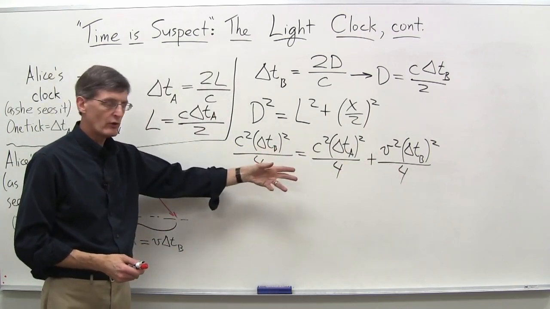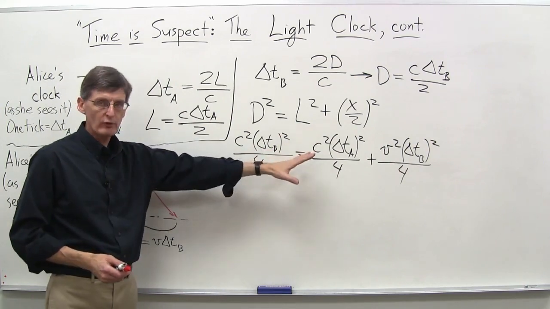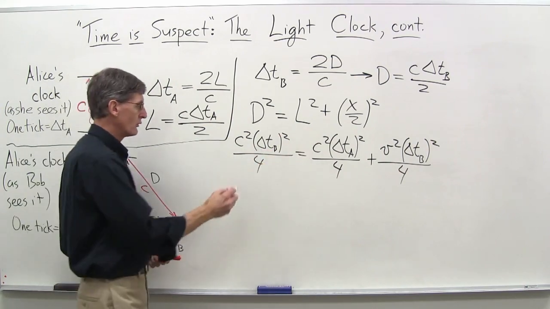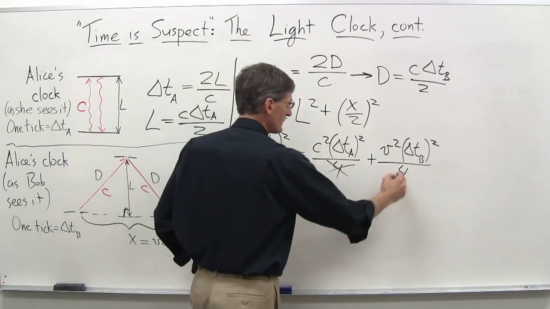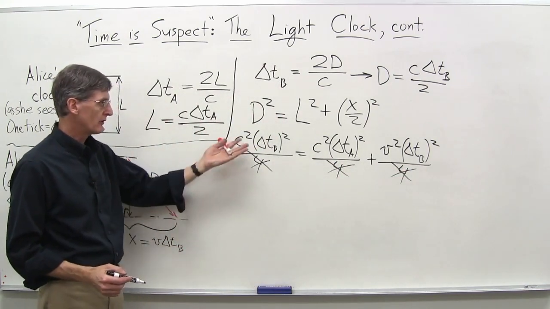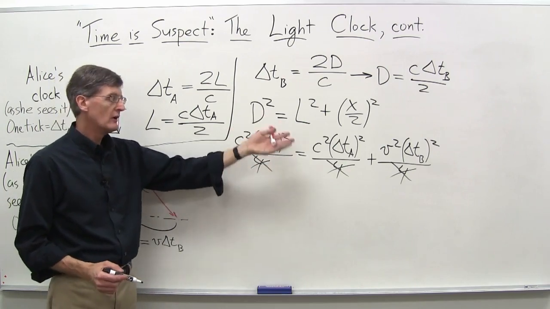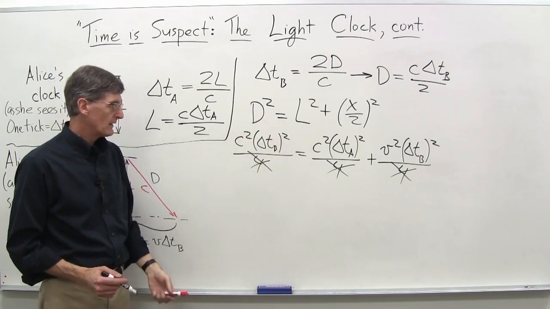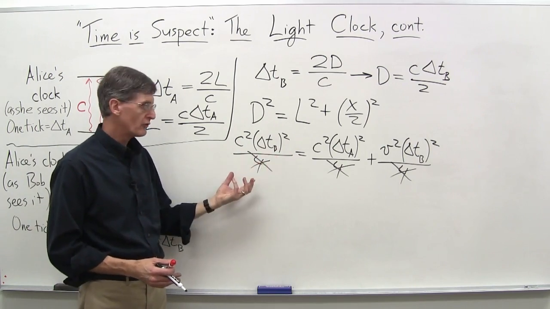Everything is divided by 4, so if I just multiply the whole thing by 4, I can get rid of the 4s, just cancel the 4s out. So these 4s will go away. And I'm just left with c squared delta tb squared equals c squared delta ta squared plus v squared delta tb squared. Let's bring all the delta tb squareds over on this side.